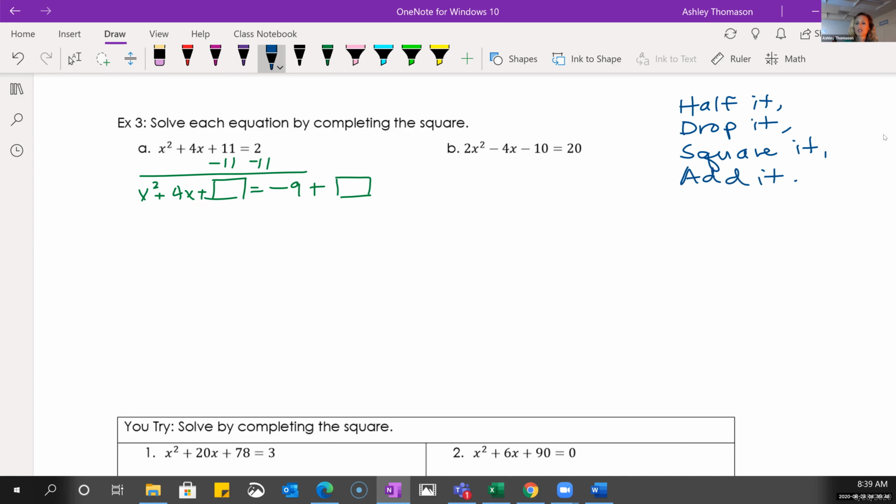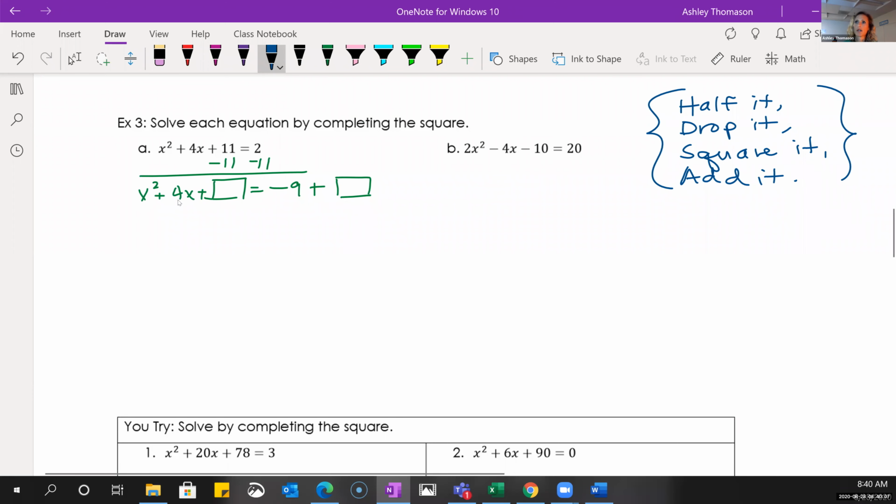All right, so I'm going to do a bunch of steps all at the same time using this half it, drop it, square it, add it process. So if you're working along because you know what you're doing, if you'll just stop and watch for a second, this will allow you to combine steps and get it right more consistently. Okay, so here's what we're going to do.